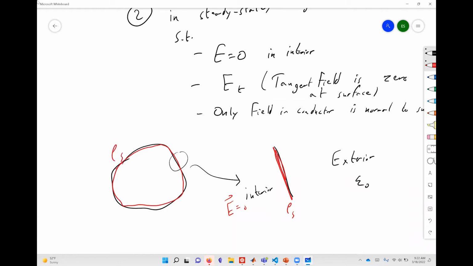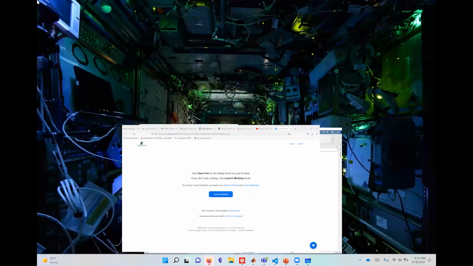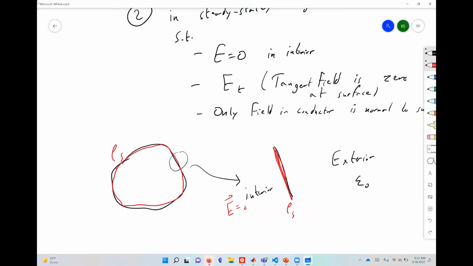There is a field on the boundary. This field has to be normal, E_T equals E_N, okay? Has to be normal to the surface. Why? Because assume there's a field that's tangent. If there's a field that's tangent to the surface, that means there's going to be a movement of charge tangent to the surface. So there's going to be charge circulating.